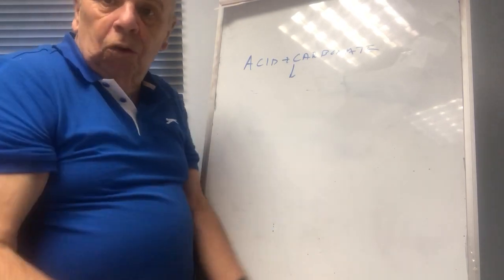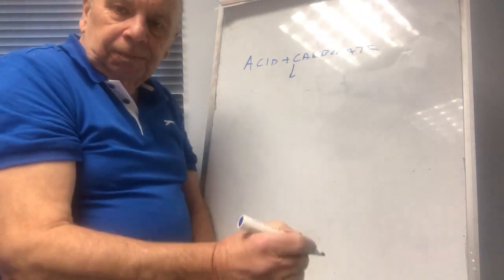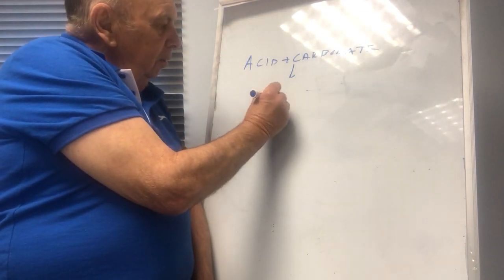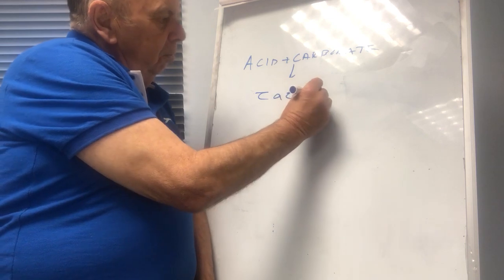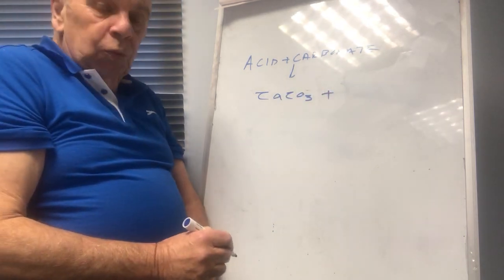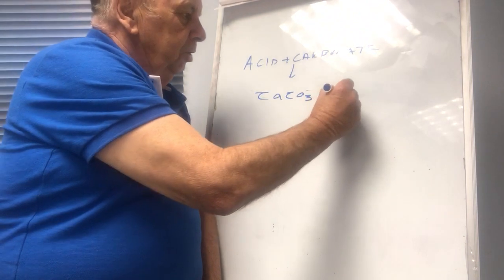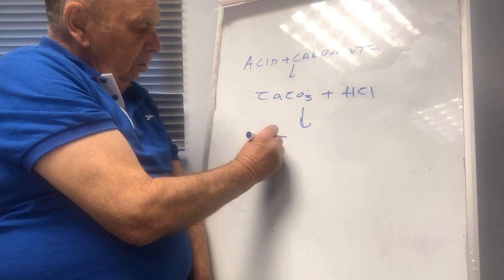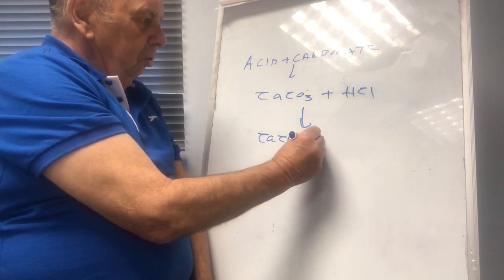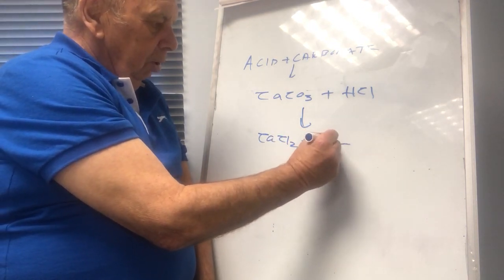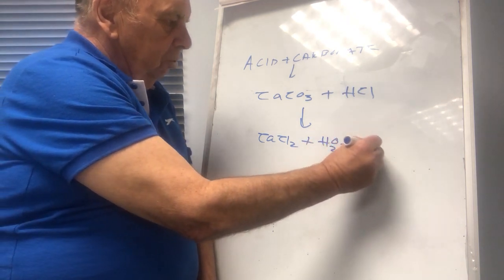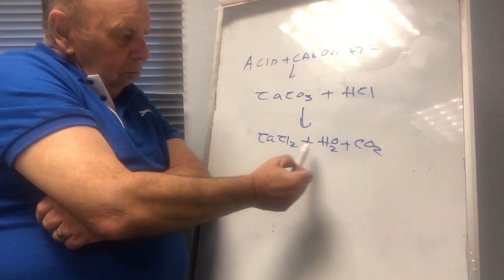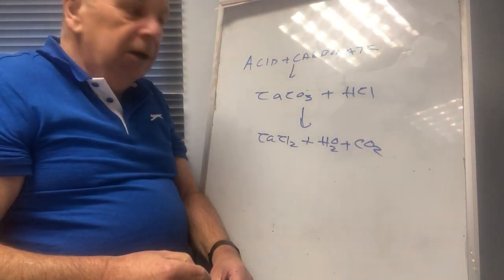Suppose I took chalk, calcium carbonate, marble chips, calcium carbonate. There's calcium carbonate reacting with hydrochloric acid, say HCl. That's going to give me calcium chloride plus water, H2O, plus carbon dioxide. Acid plus carbonate gives you salt, water and carbon dioxide.